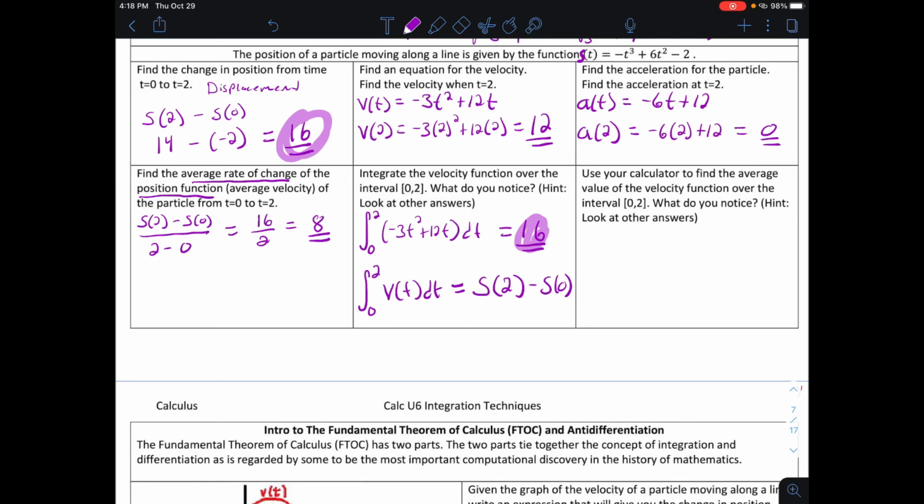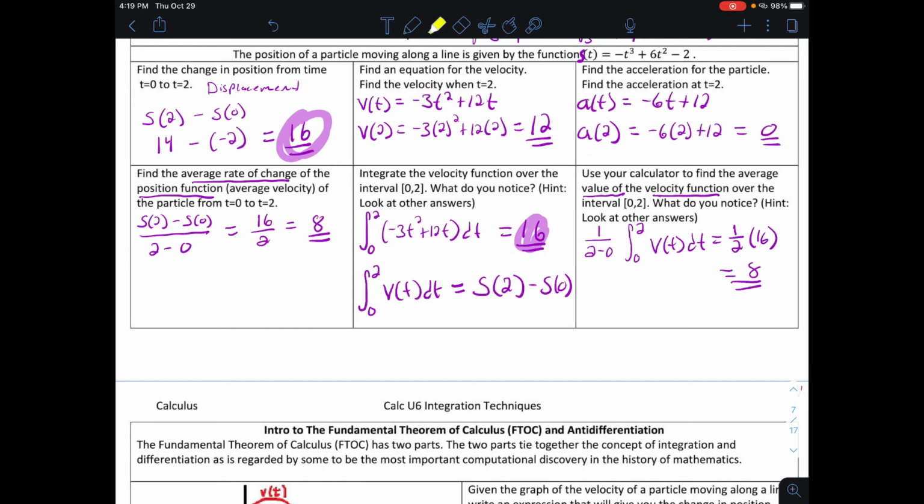Now let's use our calculator to find the average value of the velocity function over the interval from 0 to 2. So the average value formula for velocity would be 1 over b minus a, so 1 over 2 minus 0, times the definite integral of what we're trying to find the average value of. So the average value of my velocity, v of t dt, is going to equal, well, we've already integrated our velocity function, and we got 16, so it would be 1/2 times 16. And so we get the average value to equal 8 here.